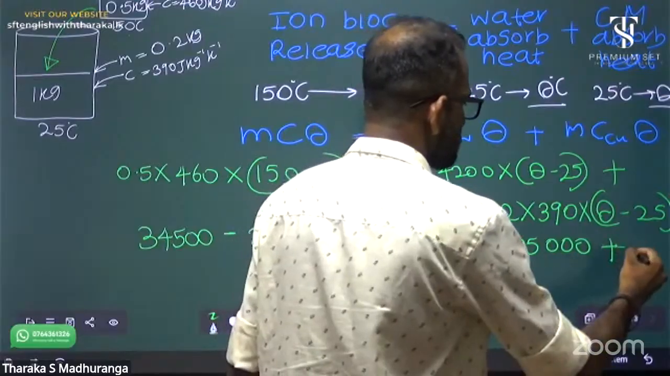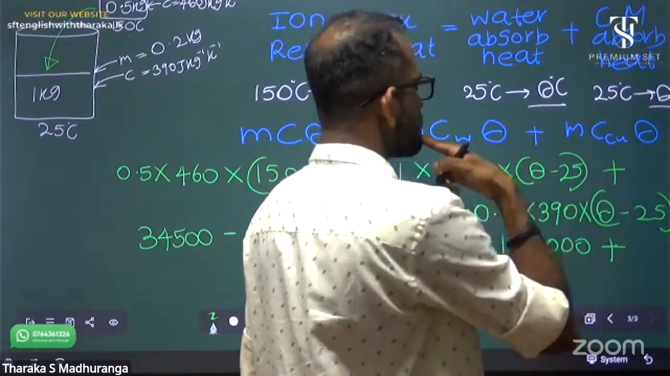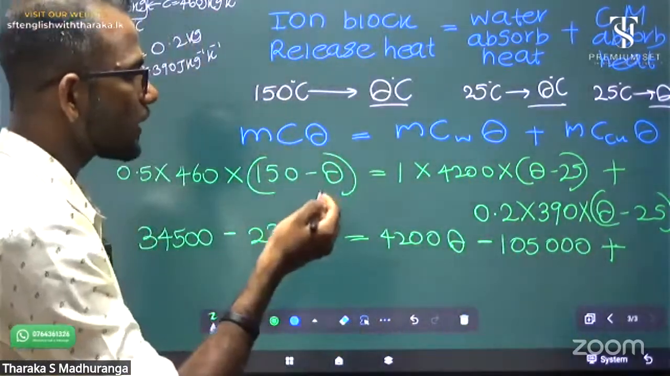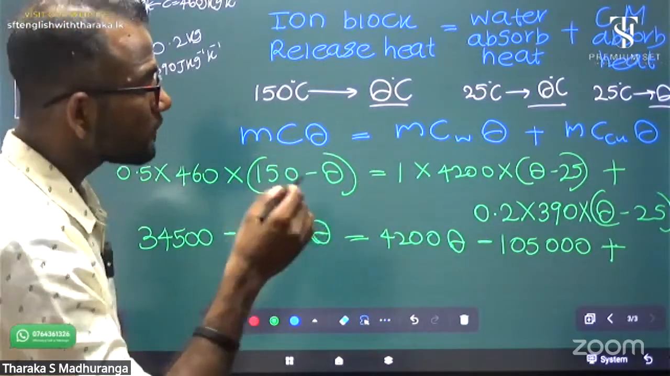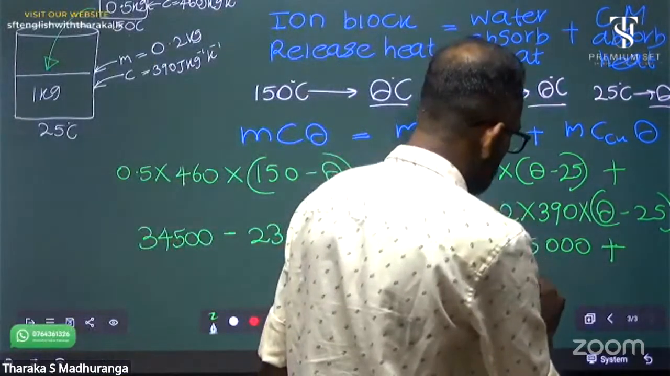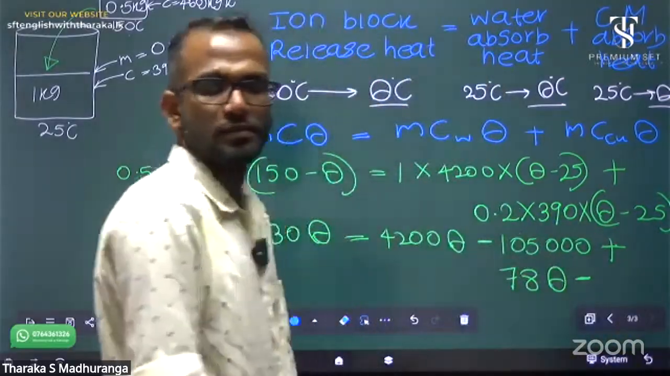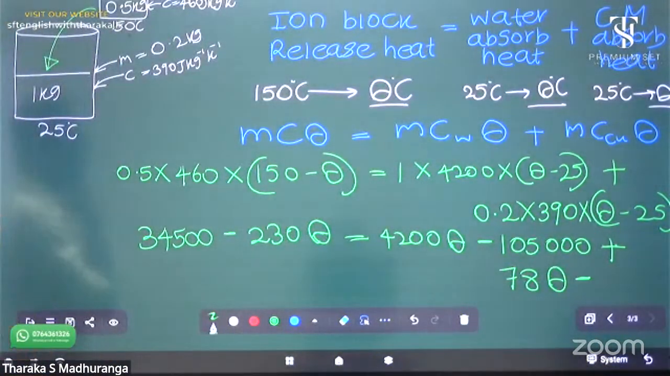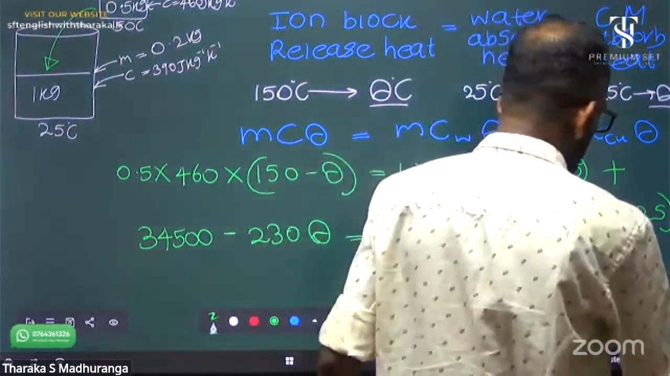Plus 0.2 into 390, it is 78, so 78 theta minus 78 into 25, which is 1,950.